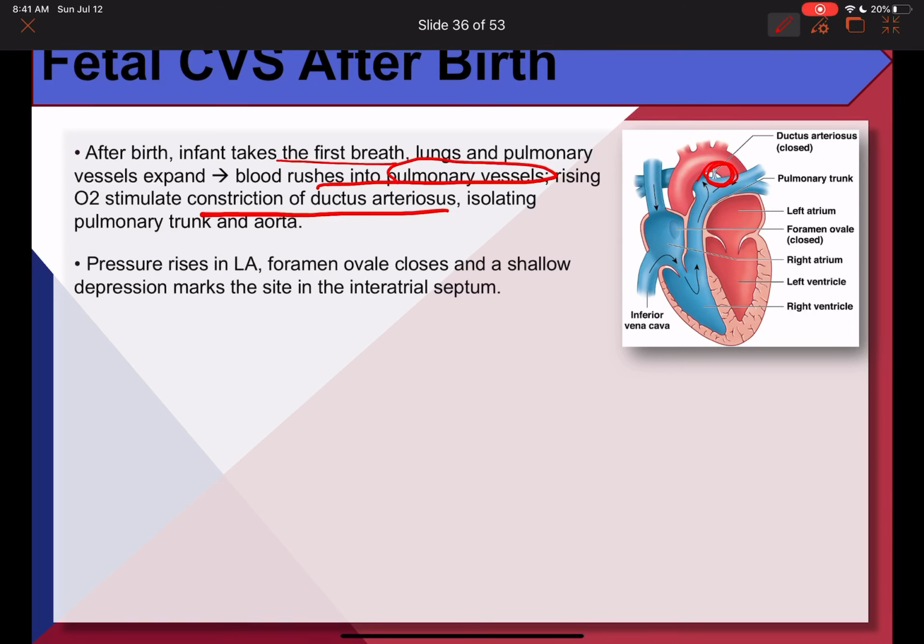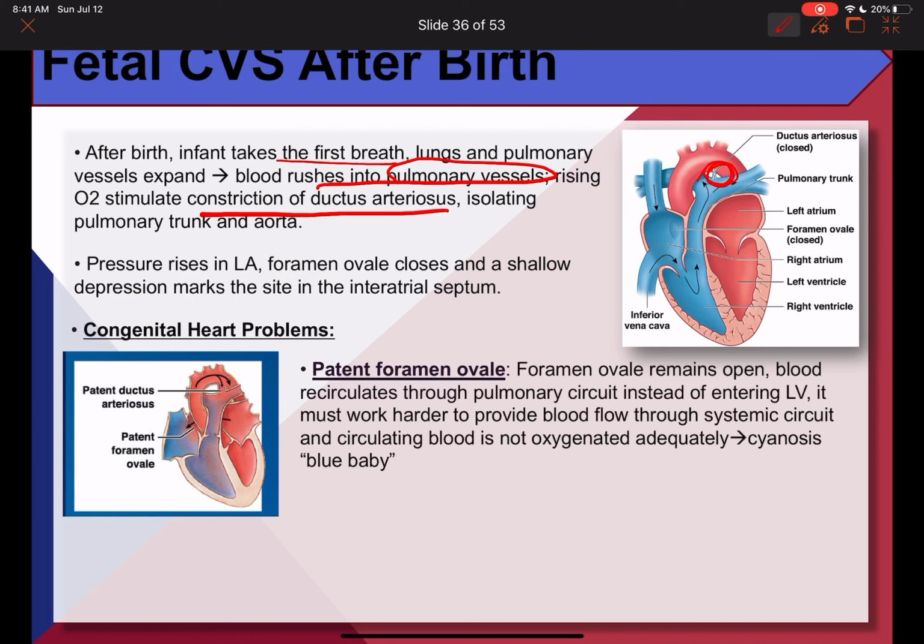And the other thing is we need to close up the foramen ovale. As pressure rises in the left atrium due to the filling of the pulmonary circuit, the foramen ovale will shut closed, and a shallow depression in the interatrial septum marks the site where the foramen ovale was when you were still a fetus in your mother's womb.